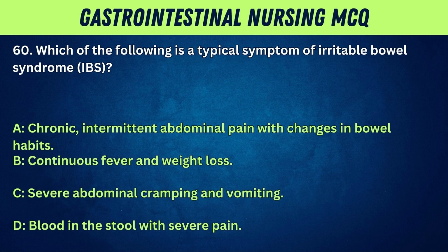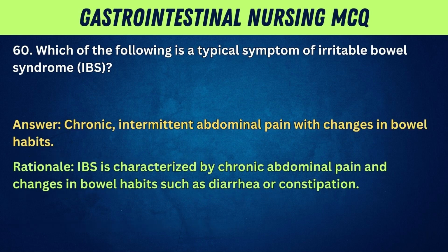60. Which of the following is a typical symptom of irritable bowel syndrome, IBS? A. Chronic, intermittent abdominal pain with changes in bowel habits. B. Continuous fever and weight loss. C. Severe abdominal cramping and vomiting. D. Blood in the stool with severe pain. Answer: chronic, intermittent abdominal pain with changes in bowel habits. Rationale: IBS is characterized by chronic abdominal pain and changes in bowel habits, such as diarrhea or constipation.